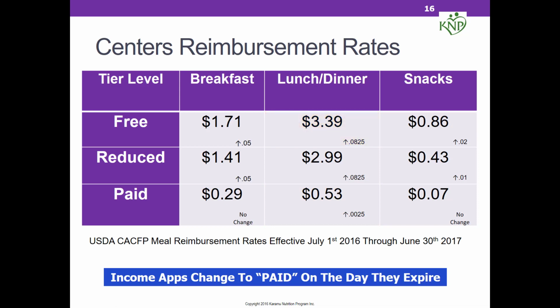So again, it's important when you have an income application that's set to expire and you receive that notice from Karamu, you need to respond and have those parents complete a new income application and submit that to Karamu, because it can have a very big impact on your reimbursement amount if you have a bunch of income apps that are free 1 month and then they drop to paid the next month.